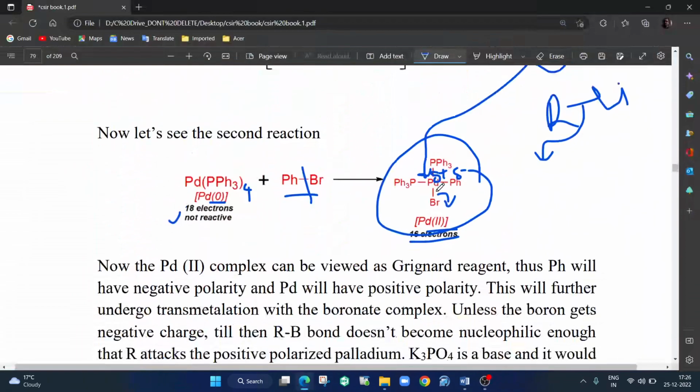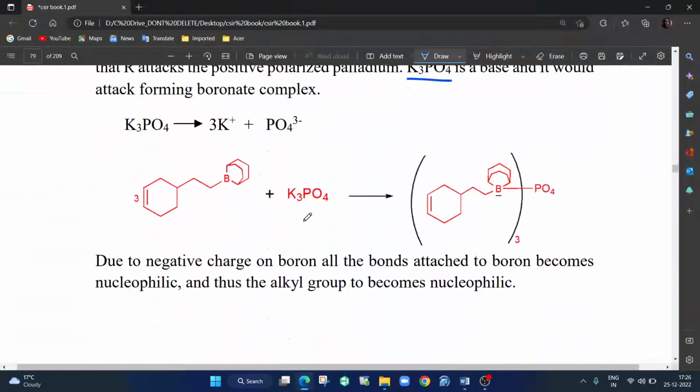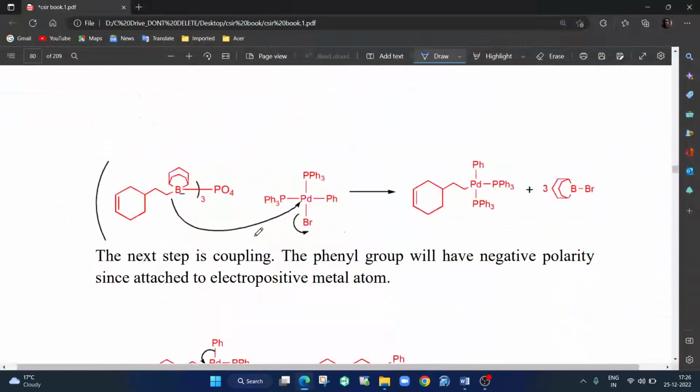So that's why in Suzuki coupling, we always add base. K3PO4 is being added. So when you add K3PO4, PO4 gets added here. So when you add PO4, you get negative charge on boron. Now it has become boronate. Very important, please understand this concept is very important. Once the boron gets negative charge, all the bonds of boron are nucleophilic, they get negative charge. So this sigma bond becomes nucleophilic. This sigma bond will be able to attack this palladium, and this Br leaves, and you are getting this species.